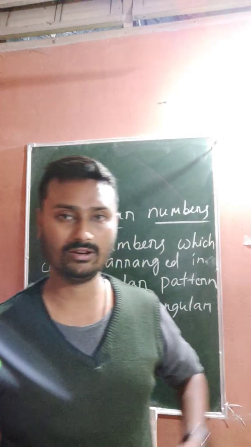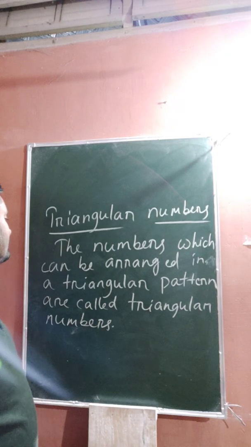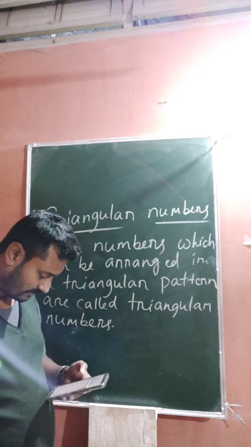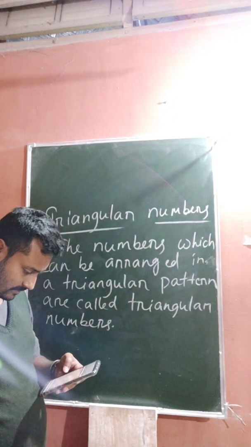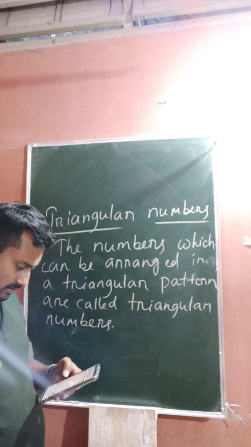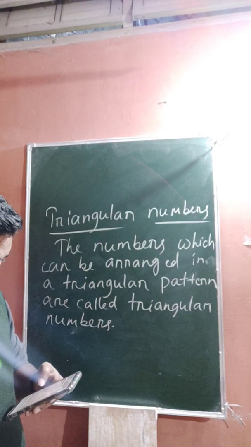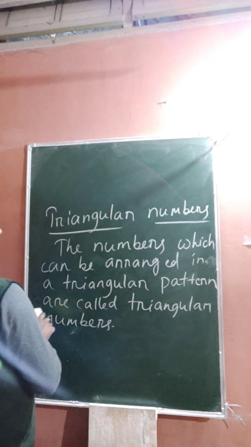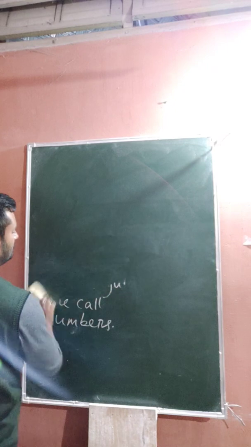If the question is what do you mean by triangular numbers, then you have to write this: the numbers which can be arranged in a triangular pattern are called triangular numbers. Now some examples are given to you: 1, 3, 6, 10, 15, and so on.